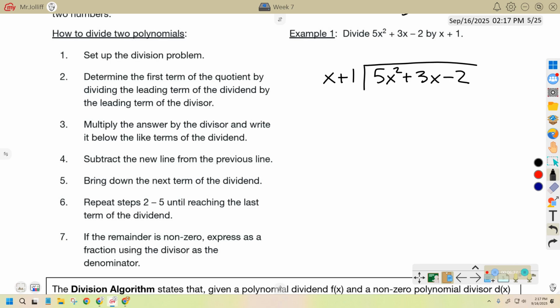Second step is the same idea. I'm going to go term by term, and I'm focused on the leading term in my divisor. I don't care about what comes after it, just the leading term. Leading term in my divisor is x. So I'm focused on x. How many times does x fit into 5x squared? And the answer is 5x, right? I am going to write that 5x above the linear term in the dividend. I want those like terms to line up in the dividend and the quotient.